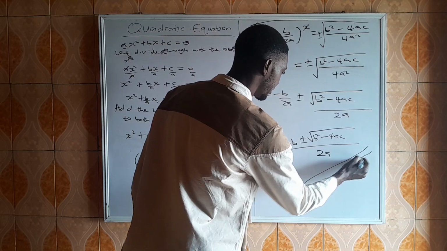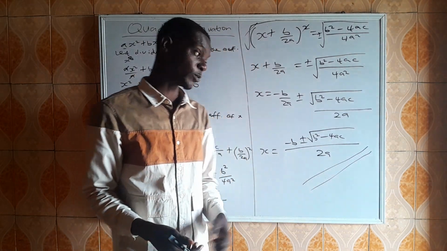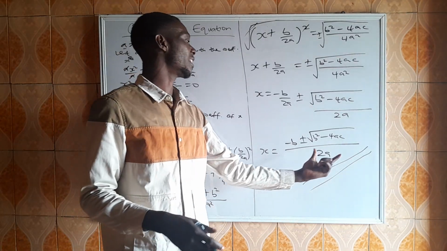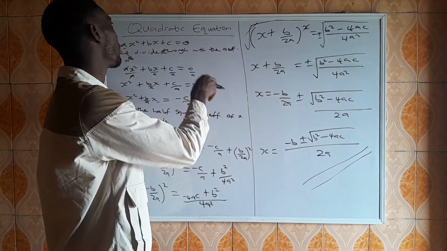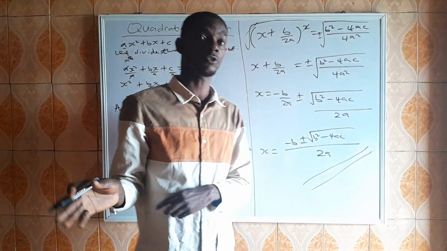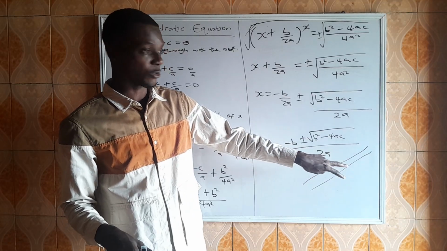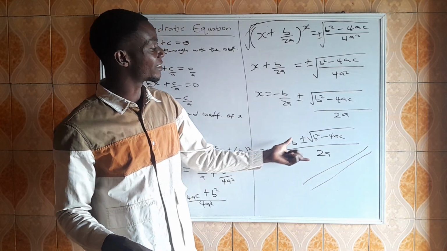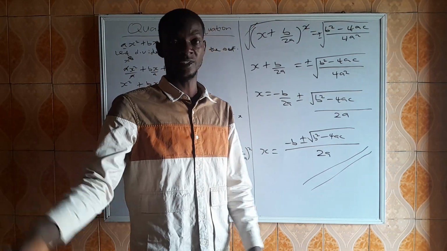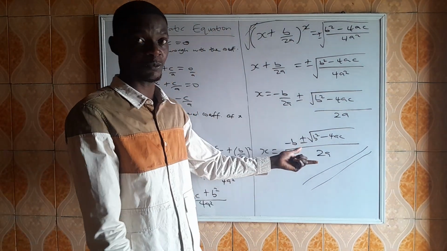And this is our quadratic formula. Some people call this the almighty formula. This formula can solve any quadratic equation. I told you there are some expressions that cannot be factorized, but there is no quadratic equation that this quadratic formula cannot solve. In the next class, or very soon, we'll be solving some examples under this.